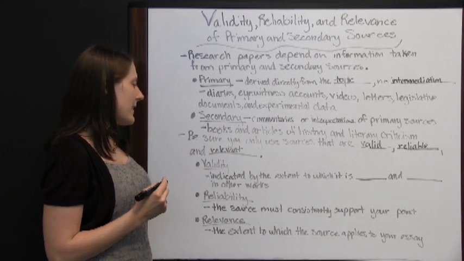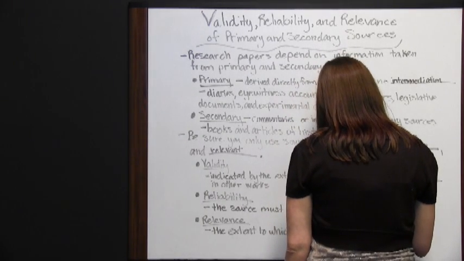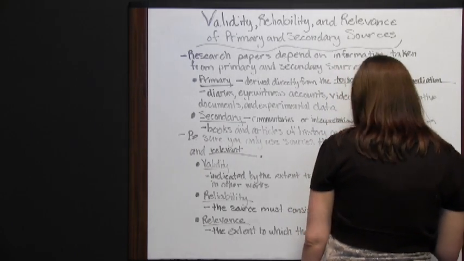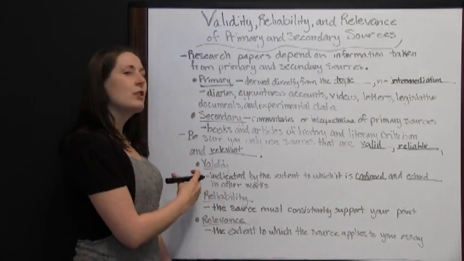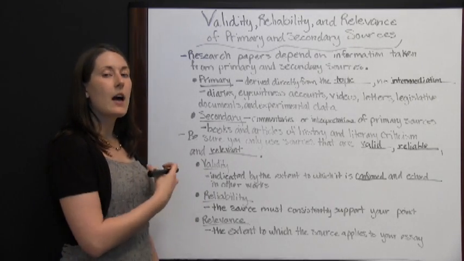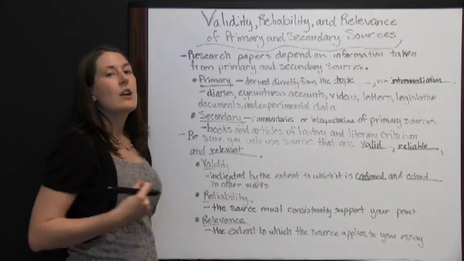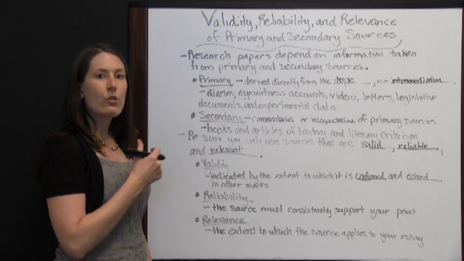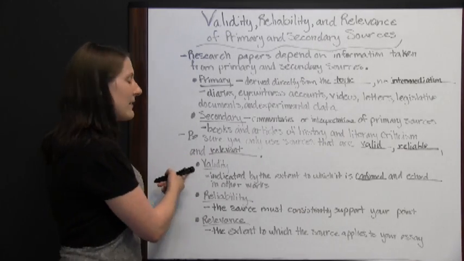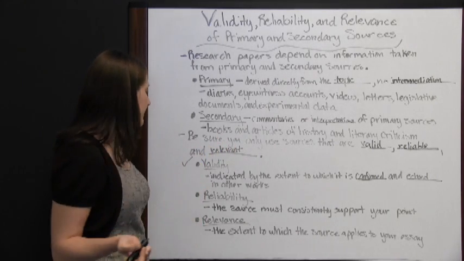Validity is indicated by the extent to which it is confirmed and echoed in other works. So a source could be valid if it's confirmed and echoed in other works. That means other works on the same topic that you're working on have cited that source. So if you're using something and you look it up and you see that it's been cited in lots of other papers, then that means that it's a pretty valid source, and that would be a good one to use. So you could check off validity.